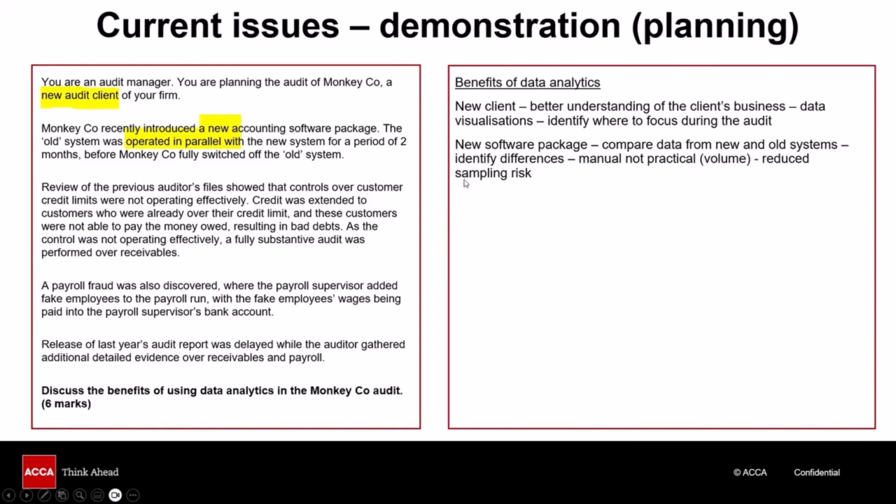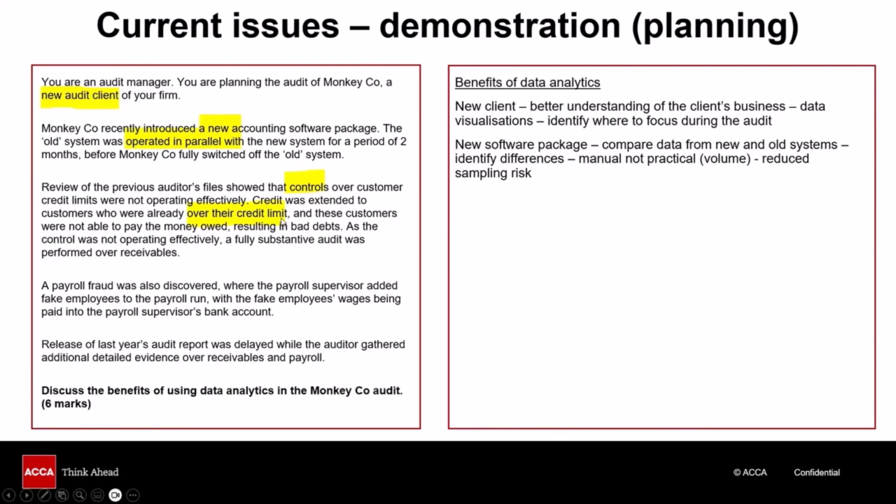When it comes to writing up my answer, by the way, I will explain what sampling risk is, because anytime you use a technical term like this, you should always show you understand what it is in your explanation. Right, next, we're told this stuff about the previous auditor's files. Oh, and controls weren't working over credit limits. They were allowing credit to customers who were already over their credit limit.